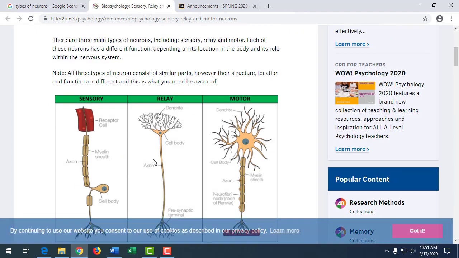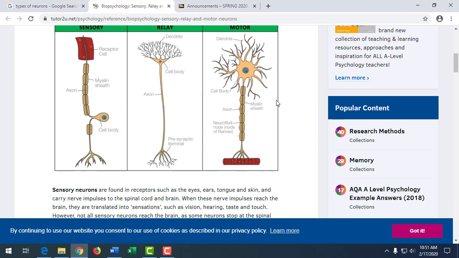So these are the 3 types of neurons. This is the most common neuron that we talk about. It's the most numerous in the nervous system, this multipolar neuron. But this is the sensory neuron. So this is what runs from your sensory receptor. So here's my sensory receptor for light, smell, touch, temperature, taste, whatever.